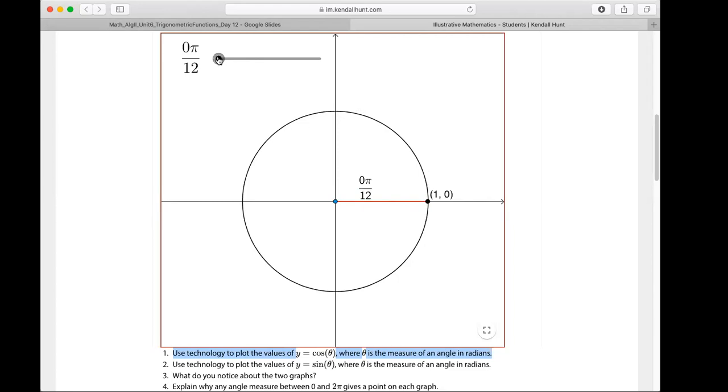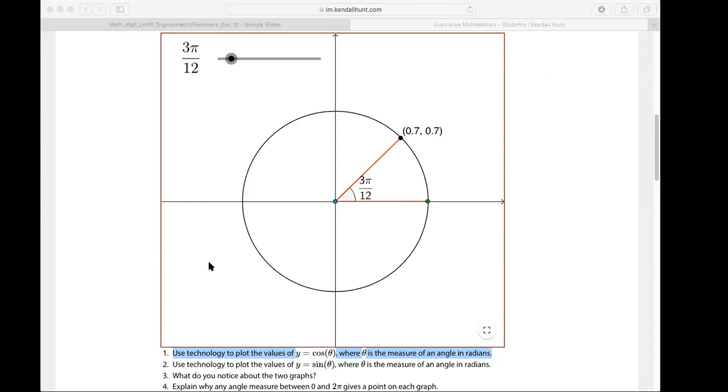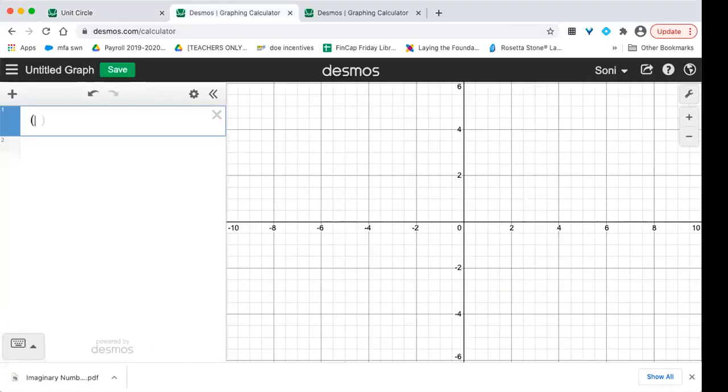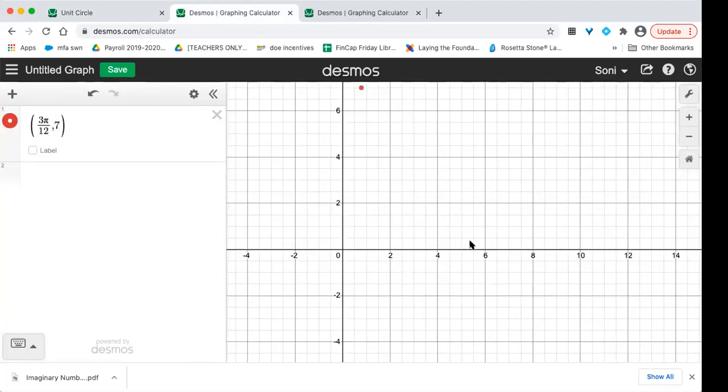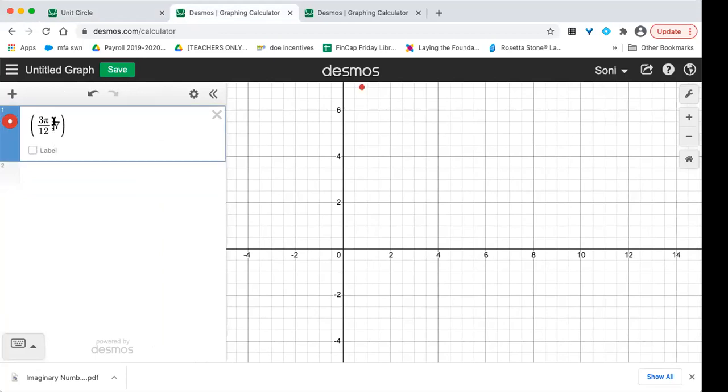So let's say they wanted to plot the coordinates at 3 pi over 12. So what they could do now is they can go to Desmos, and they notice that this coordinate is going to be 3 pi over 12, comma, 0.7. So they would just go over to Desmos and they would plot that. They would write 3 pi over 12, comma, 0.7. Okay, there we go. You'll notice that that point happens.